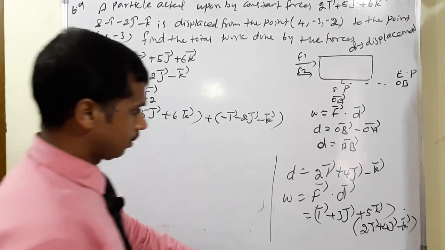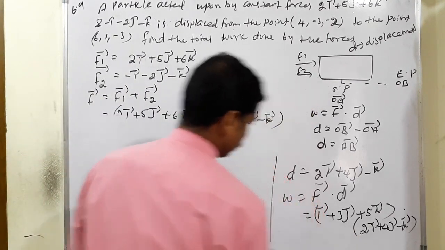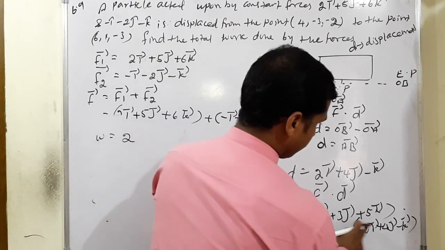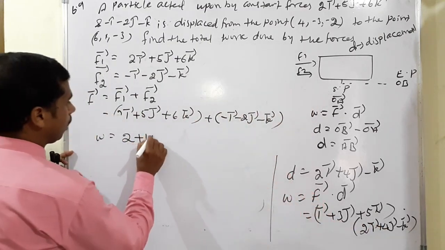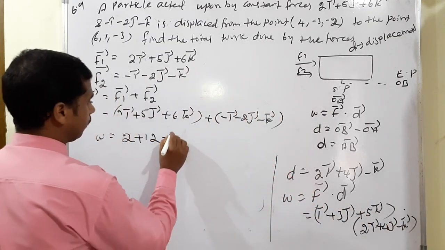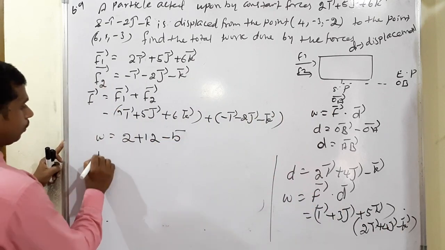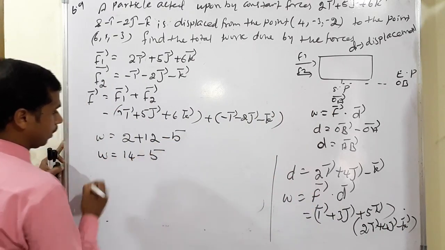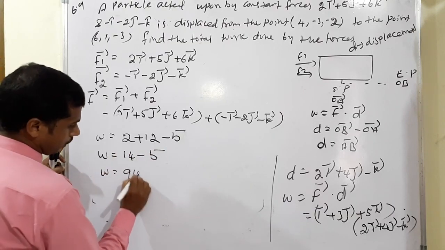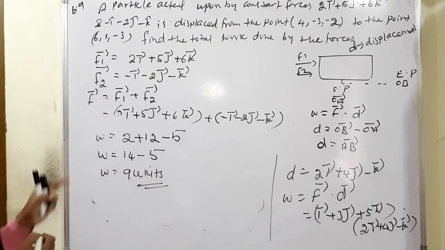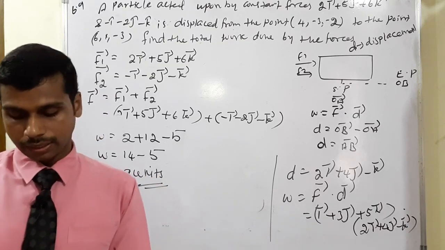So what is the answer? For i vector, 1 into 2 means positive 2, plus 3 into 4 means positive 12. Last, 5 into minus 1, so minus 5 will come. Therefore, W is equal to 2 plus 12 is 14, minus 5. Therefore, W is equal to 9 units, the work done. This is the answer for example 6.9. I will continue with the next example, okay.